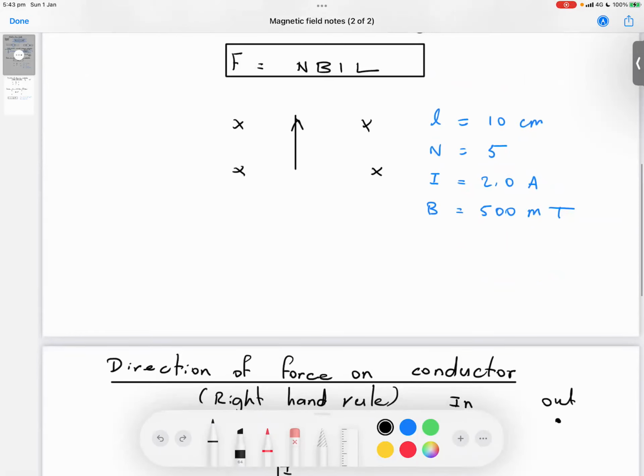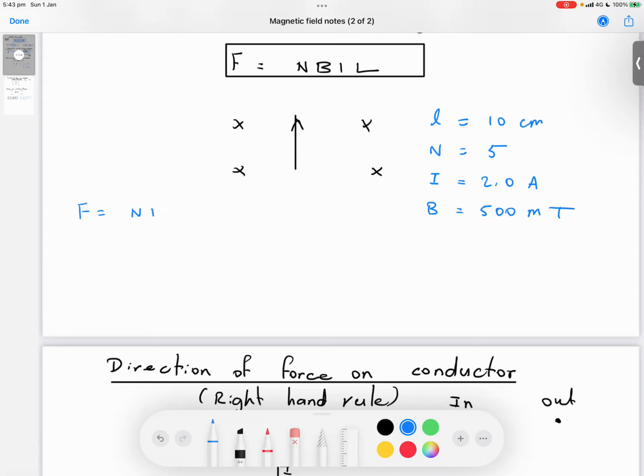So L stands for the length of the wire in the field. I stands for the current in amps, and B is the magnetic field strength in Tesla. And N is the number of wires that would be bundled together. If it's more than one, then we've got to write that number. So we'll do this example. Let's work out the force in newtons on that current carrying conductor.